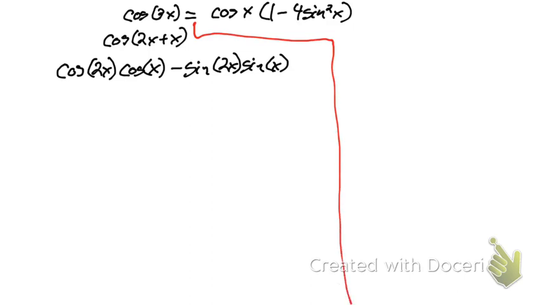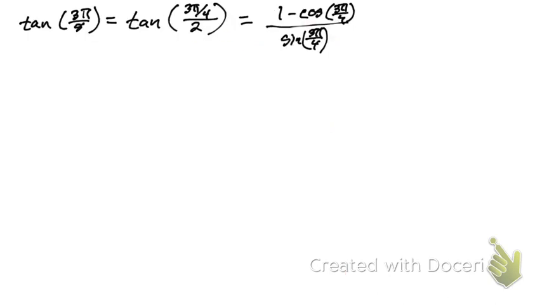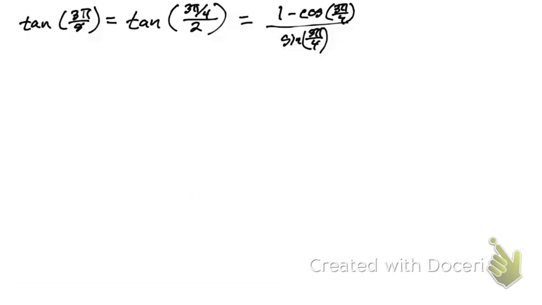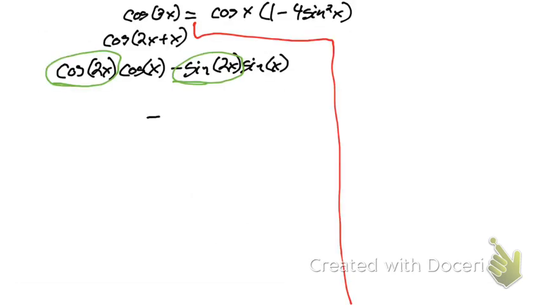All right, now we have to recognize that we have cosine 2x and sine of 2x. Well, sine of 2x is really easy to rewrite. There's only one way to do it. If you look at your double angles, there's only one way to rewrite that. It is 2 sine x cosine x. So we're going to rewrite that as 2 sine x cosine x. But let's not forget about bringing that sine x down.